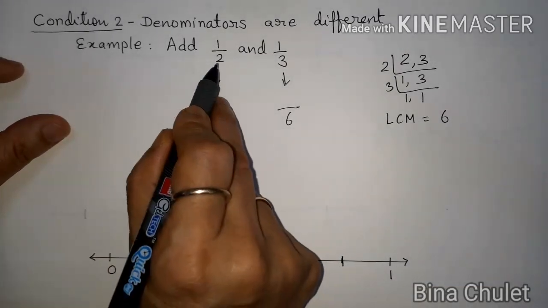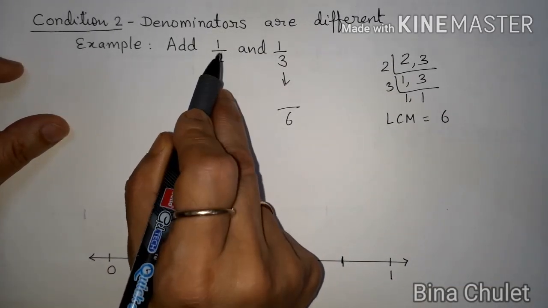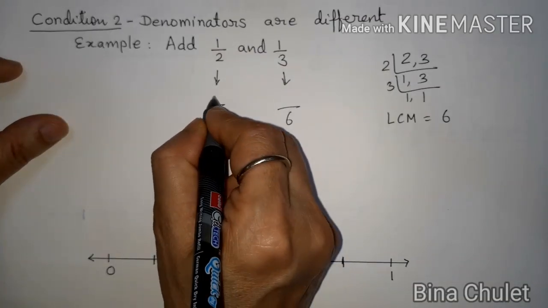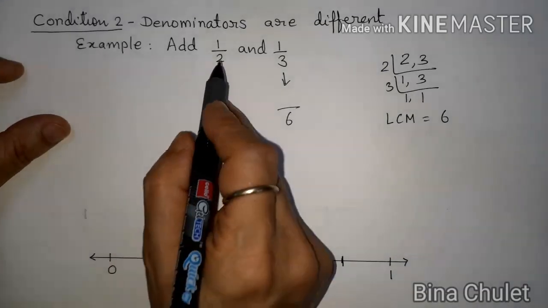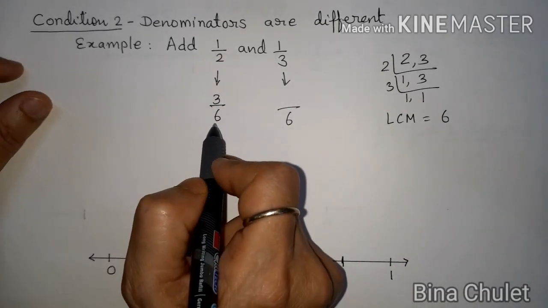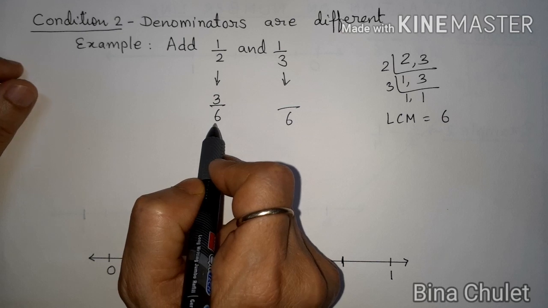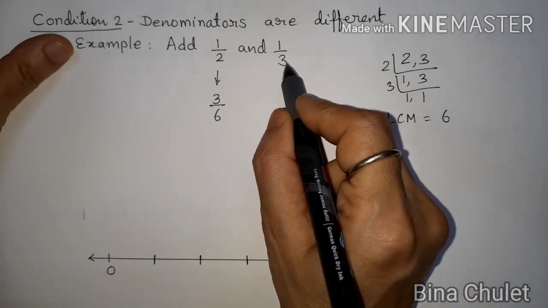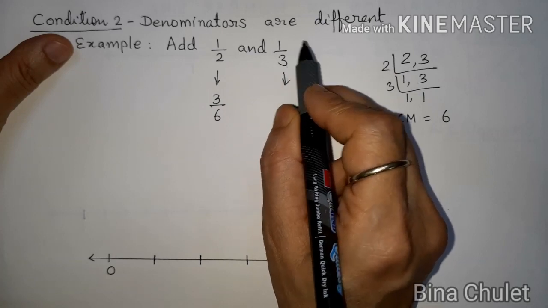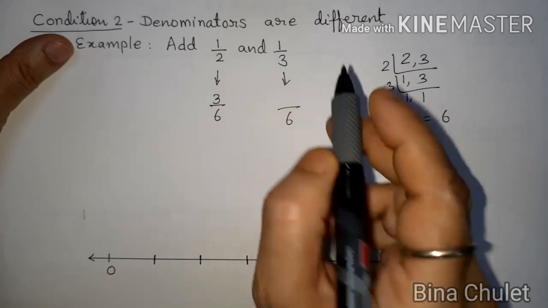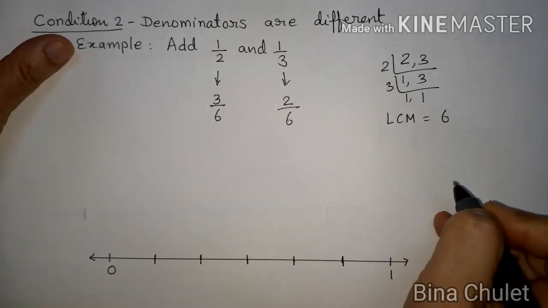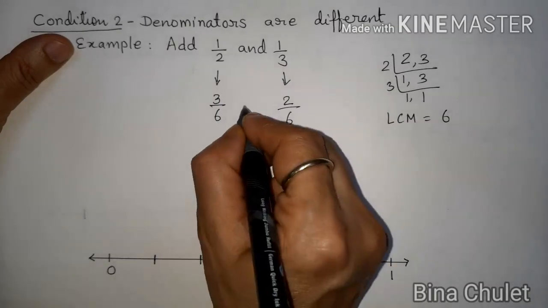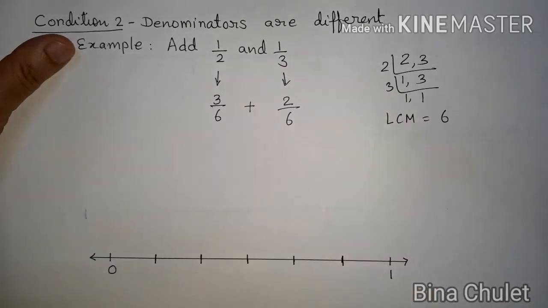Now 6 divided by 2 will give you 3. 3 into this numerator 1 will give you 3. So this fraction now will be 3 upon 6. In the same manner, the LCM divided by 3 will be 2. Now 2 into the numerator 1 will give you 2. So this fraction will be 2 upon 6. Now what we have to add is 3 upon 6 plus 2 upon 6.